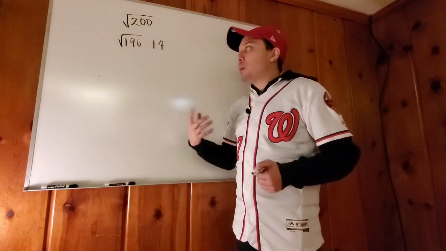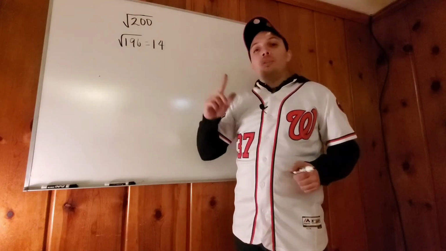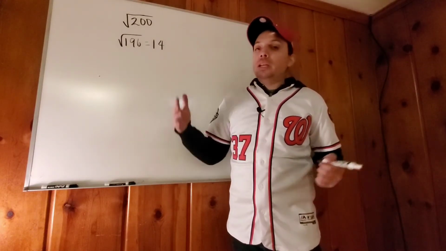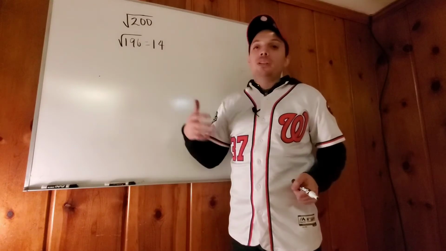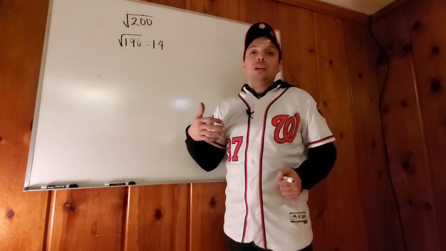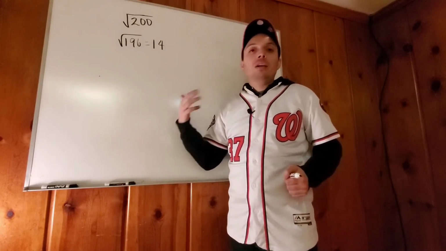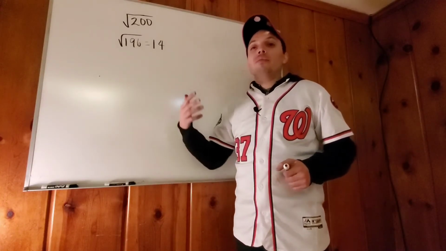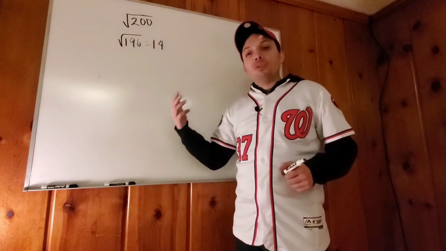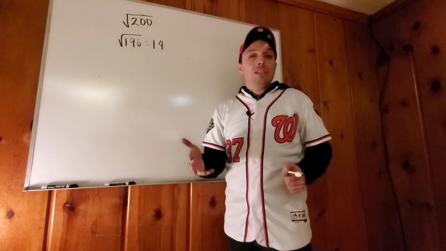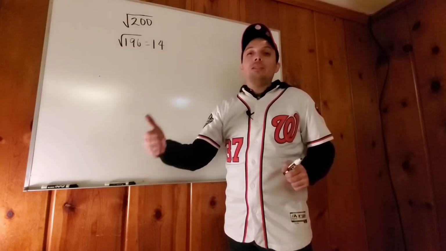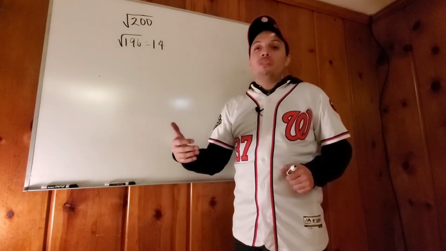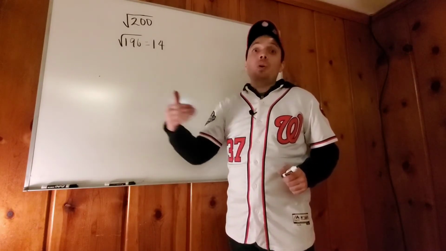What I'm talking about is 2 squared is 4, 3 squared is 9, 4 squared is 16, 5 squared is 25, 6 squared is 36, 7 squared is 49, 8 squared is 64, 9 squared is 81, 10 squared is 100, 11 squared is 121, 12 squared is 144, 13 squared is 169, 14 squared is 196, 15 squared is 225, and 16 squared is 256.